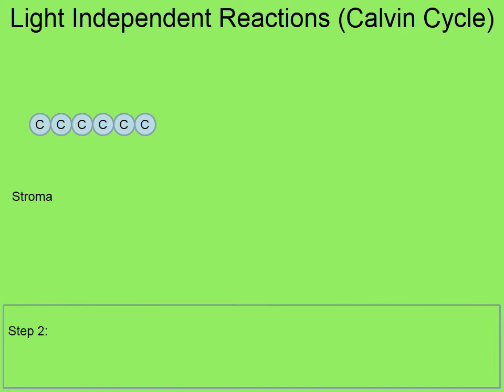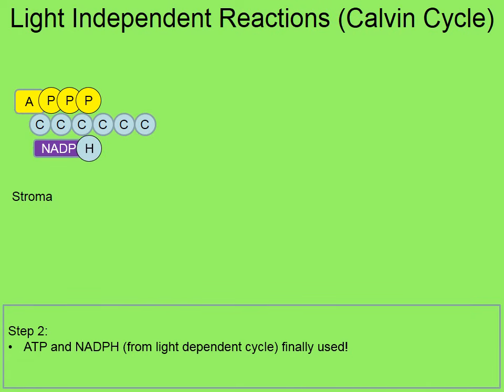So in the next step of the light independent reactions, we have the 6-carbon molecule that was just created from carbon dioxide and RuBP bonding together. The 6-carbon molecule is going to actually be broken down. Finally, we see the reason why ATP and NADPH were created in the light dependent stage. ATP and NADPH are going to be used to break apart that 6-carbon molecule.